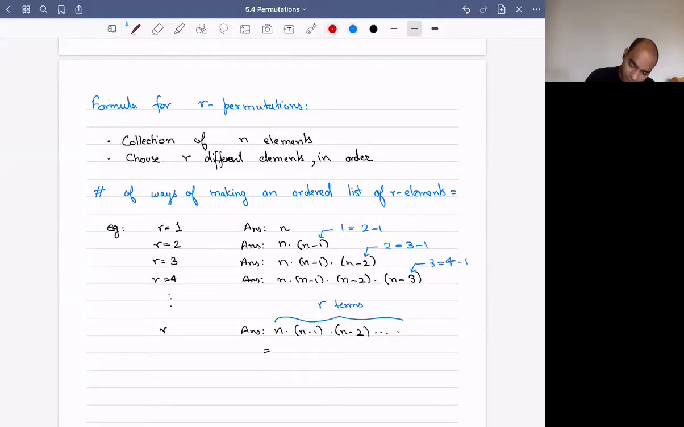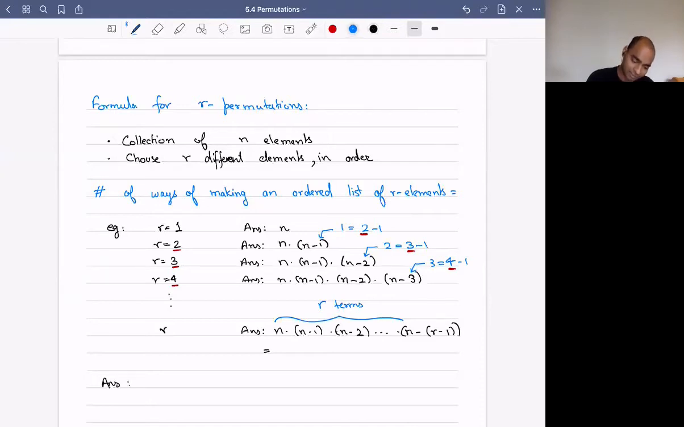Because these things are R minus 1. And in the first case, you get 1 minus 1, which is 0. So you can think of n as n minus 0. And so from this pattern, you can see that the last element here should be n minus R minus 1. So that is the answer.